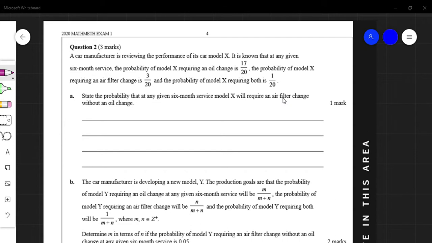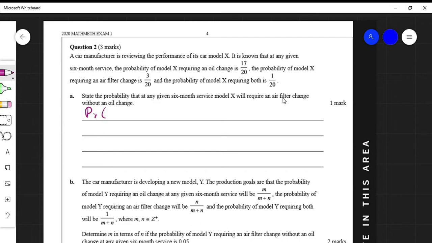I'm just going to go with the one I'm using here. So I'll write down just what we know. So this is from the question. The probability of an oil change is 17 on 20. The probability of an air filter change is 3 on 20. And then using the other bit of information, the probability of both, so I'll use this little intersection symbol, the probability of it needing an oil change and an air filter change is 1 on 20.